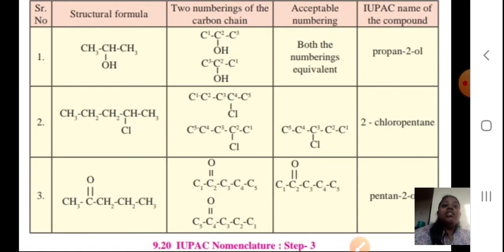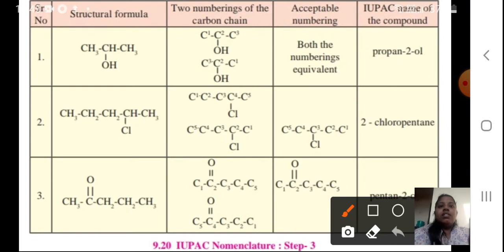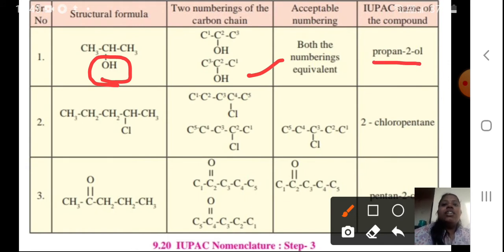Now this is the step 3. Now if the functional group is attached, see here OH, that means alcohol, right? So from where you will start the numbering, students, see here they have shown you. You can do it in this way also, 1 2 3, or you can do it in this way also. You will see that OH is on the second carbon only, even though you do the first or second type. So both numberings are equivalent, so it will become propan-2-ol, that is OL. Okay, students, I hope you understood how we are going to write it.